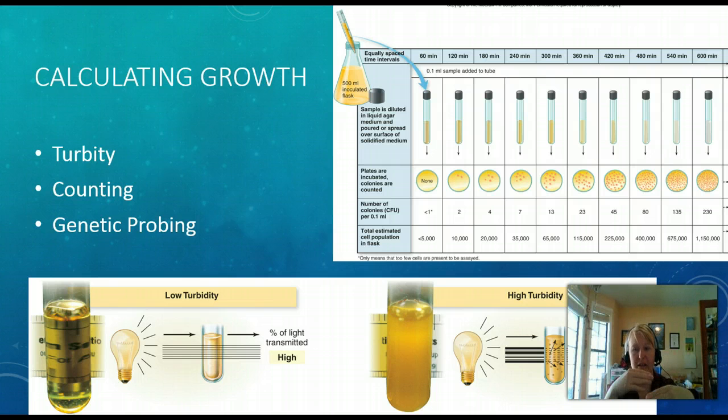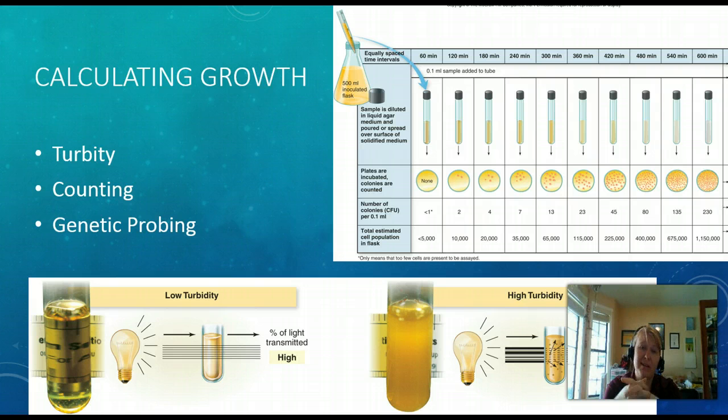And then we will apply it to some known standards, and that allows us to determine the turbidity or the cell growth based on those calculations. Turbidity is quick and simple. It's an easy way to do it as long as you have the previous calculations already worked out. So if you're just looking for something fast, turbidity is the way to go.